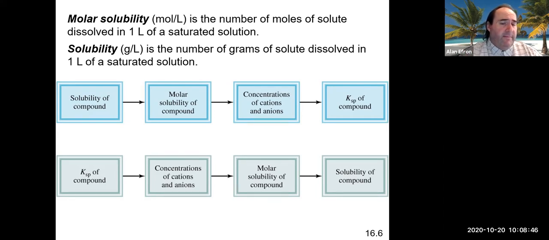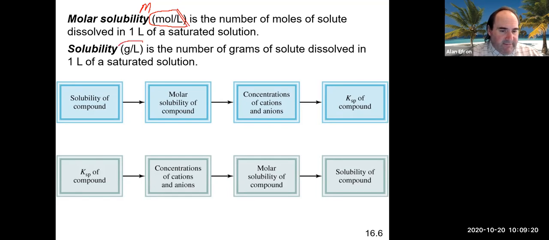So when we talk about solubility, there's really two types of solubility that we deal with for the most part. One is the molar solubility. The molar solubility really is just the molarity. As you can see here, molar solubility is moles per liter, which is really just our capital M here. That is the number of moles of solute that you could dissolve in 1 liter of a saturated solution. And the other one is just regular solubility, sometimes referred to as grams per liter.